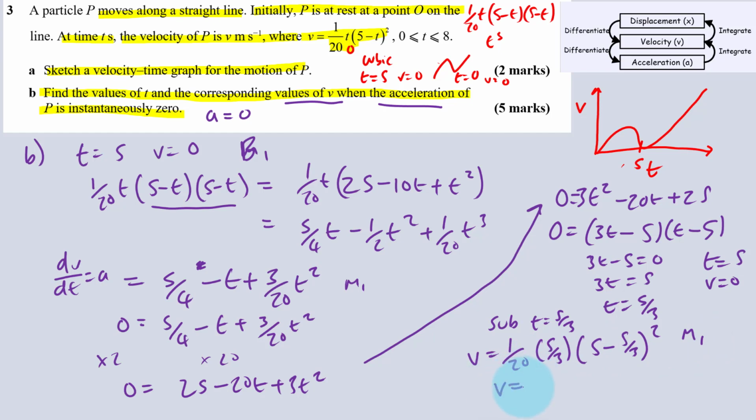v equals 25 over 27, or 0.92 meters per second, minus 1. And that's your accuracy mark, and that's actually all of you can do that skill. Just need to expand correctly, factorise and use a quadratic formula, and that's not a bad question at all.